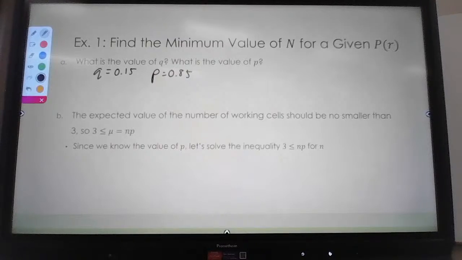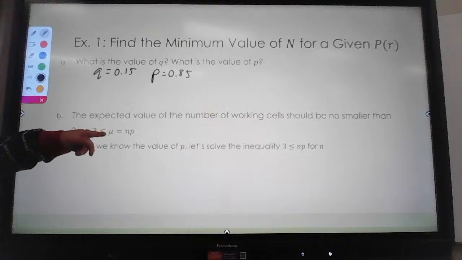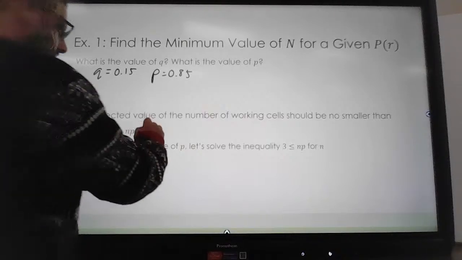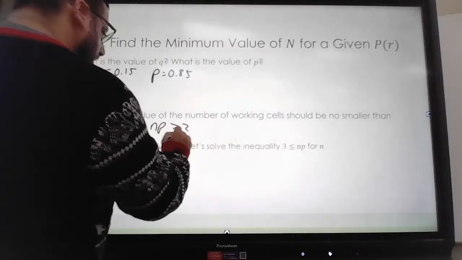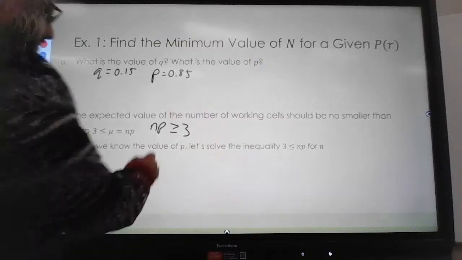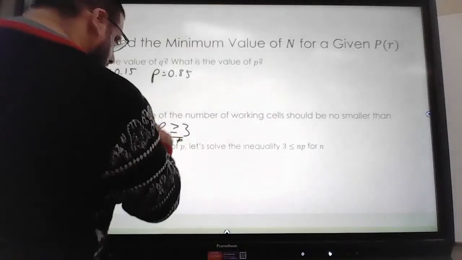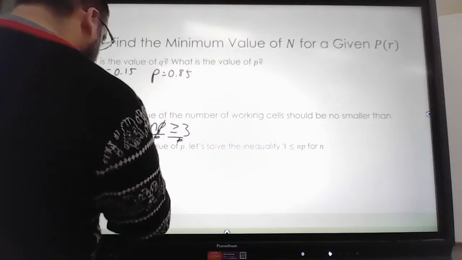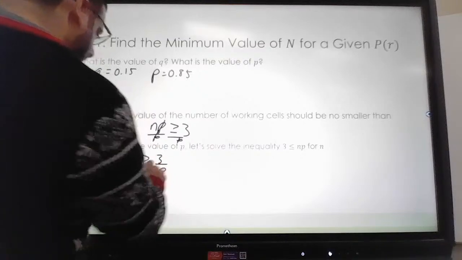The expected value of the number of working cells should be no smaller than 3. So we want our expected value to be greater than or equal to 3. So we want np to be greater than or equal to 3. So we're going to solve this inequality for n, in which case all we've got to do is divide both sides by p. And so n should be greater than or equal to 3 over p.